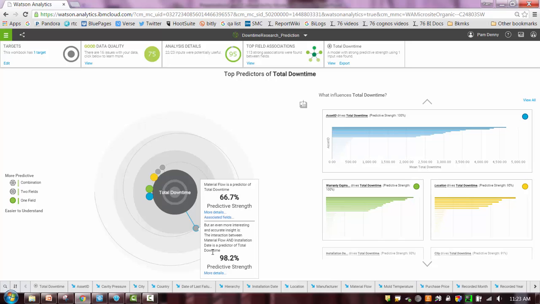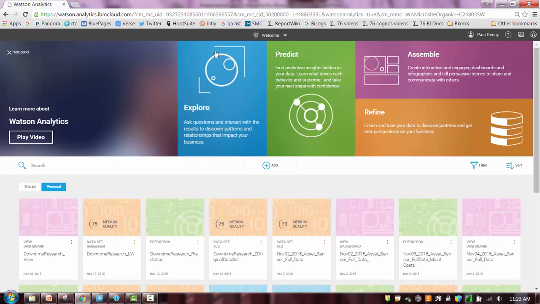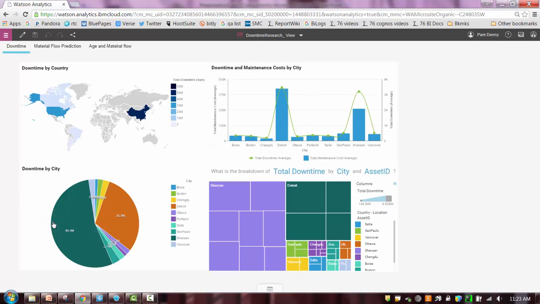This is huge. She now has the information that she can present to her colleagues in the next status meeting to show the region of downtime, where it's occurring, and what the influencers of downtime are, the sensor data, specifically material flow and the age of the asset. So how can Liz present that information? She can present it to her colleagues in a dashboard view.